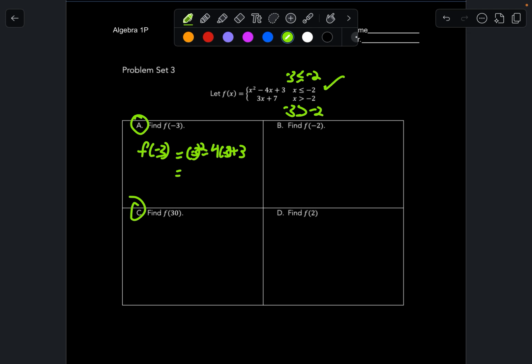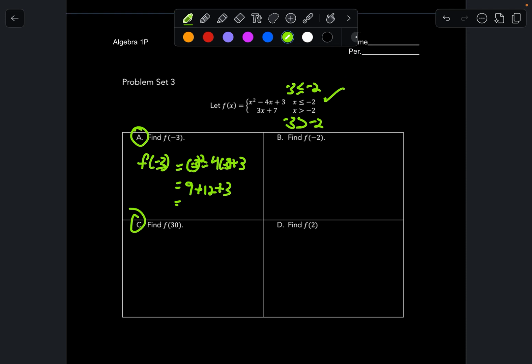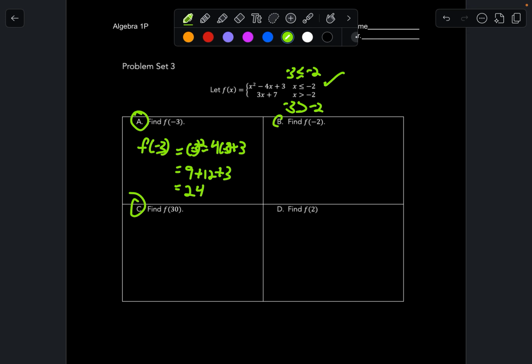So negative 3 squared is 9. Negative 4 times negative 3 is a positive 12, plus 3. 9 plus 12 is 21, plus 3 is 24. Okay, I'm going to do this quickly, part B, because I just want to point out something.